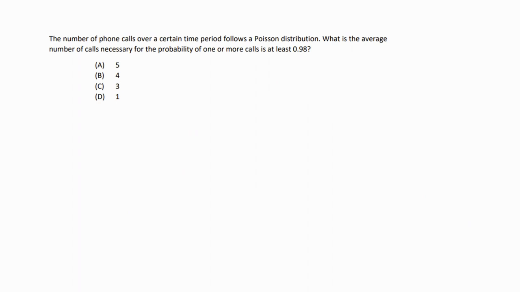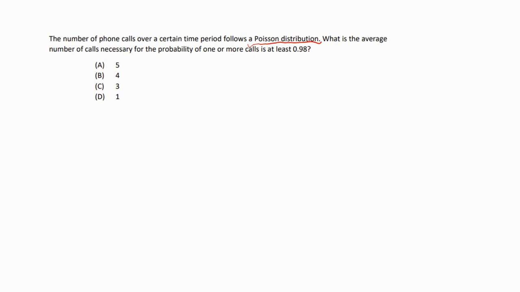Now we move to the next question. So firstly we will check what distribution it is following. Given here is that the number of phone calls over a certain period of time follows the Poisson distribution. So it follows Poisson distribution. So what is the average number of calls necessary for the probability of one or more calls?